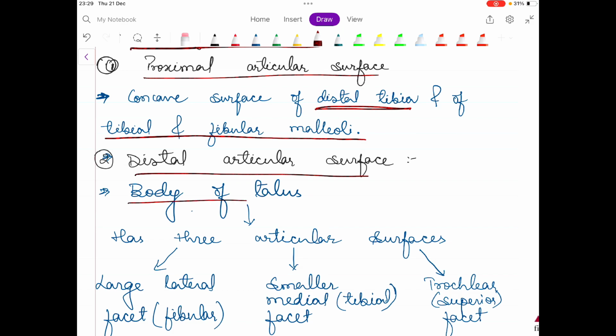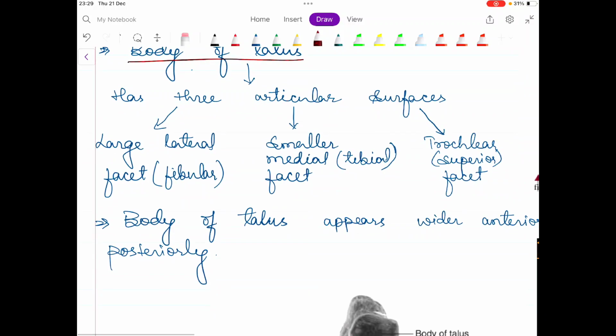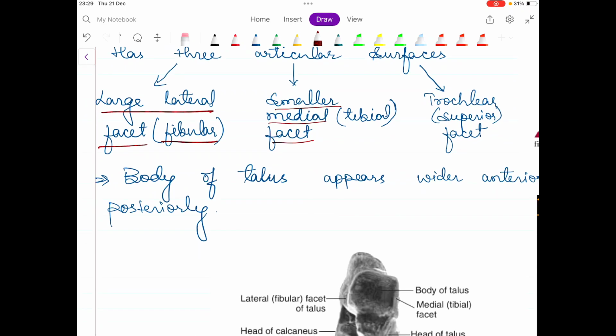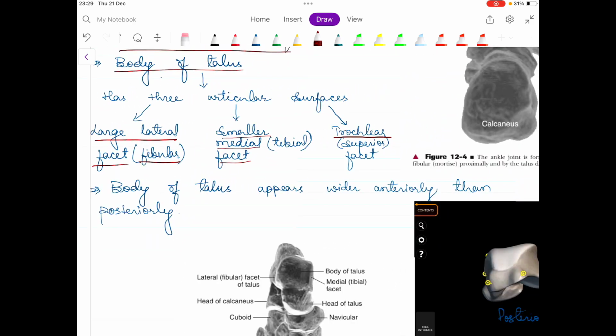while in the distal articular surface, it includes the body of the talus, and the body of the talus has again 3 articular surfaces, which are known as the large lateral facet, which is your fibular facet, the smaller medial facet, which is your tibial facet, and the third one is the trochlear facet or the superior facet, okay. So this is just about the talus anatomy, okay.